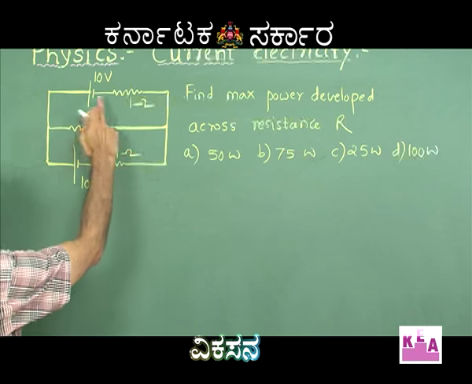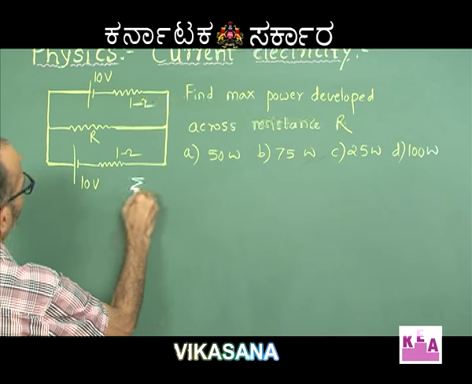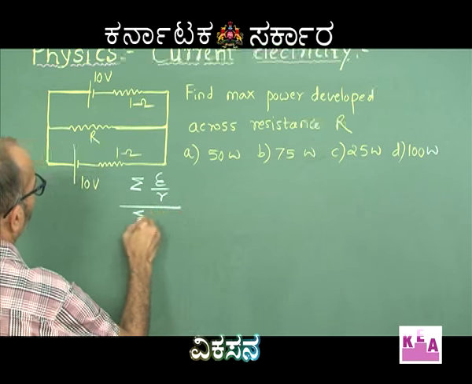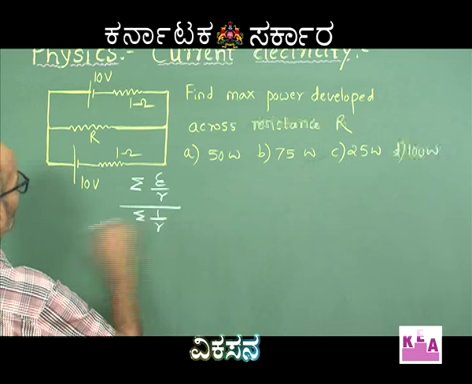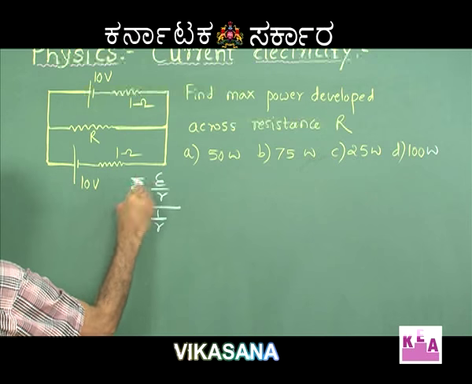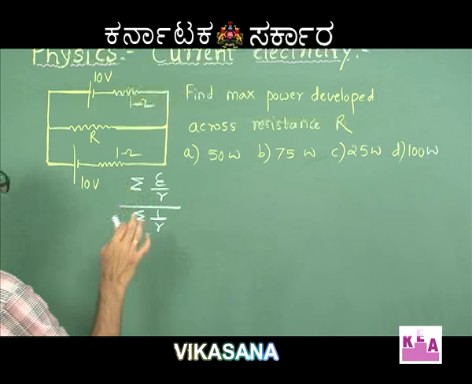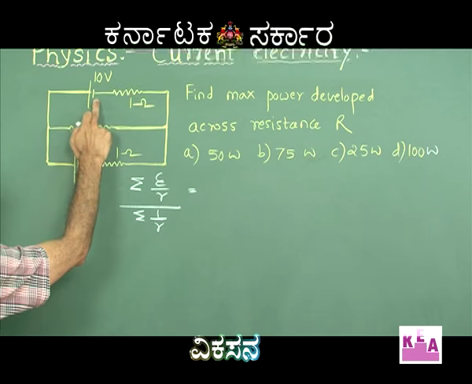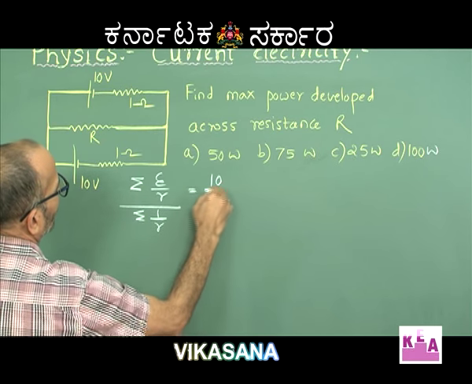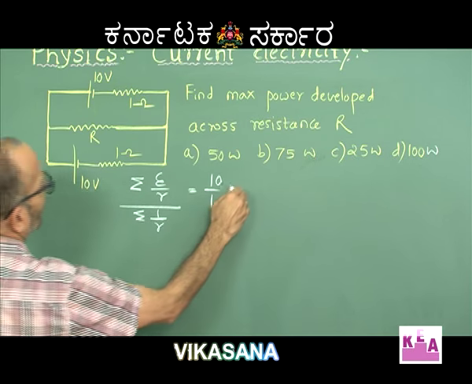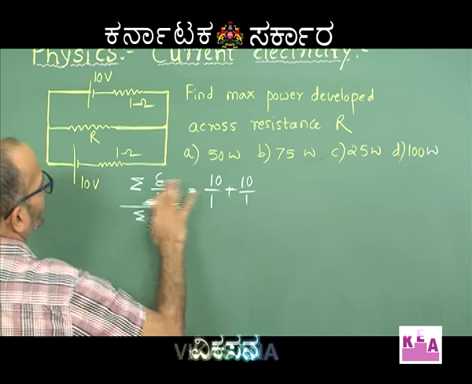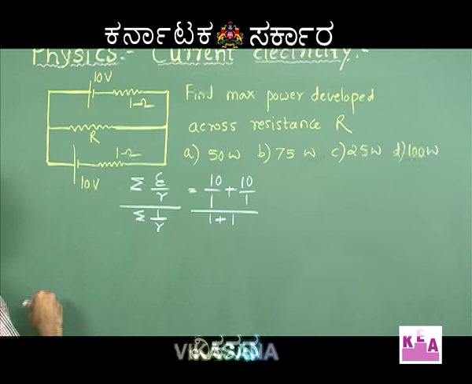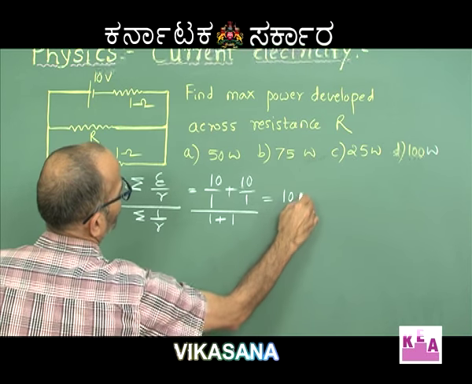See, the formula which gives you the equivalent EMF will be sigma E by r divided by sigma 1 by r. Fine. So, this is the formula which gives you the equivalent EMF of that single battery. Sigma E by small r, the summation E by small r. E is 10, small r is 1. So, 10 by 1 plus one more 10 by 1, fine, divided by 1 by 1 plus 1 by 1. So, that gives you 20 by 2, which is 10 volts.